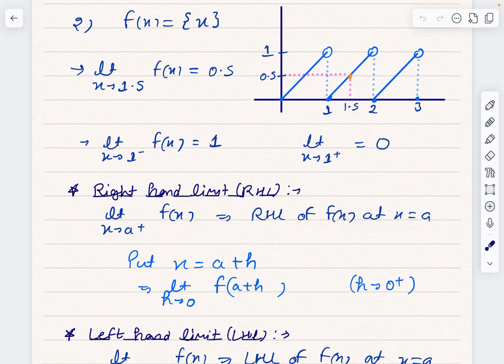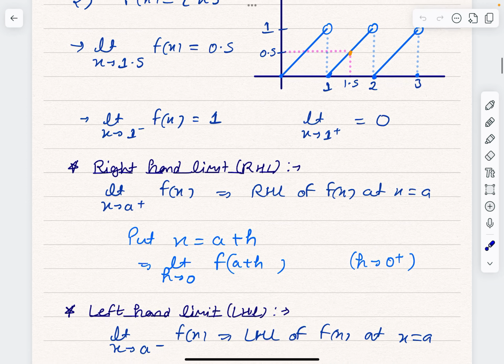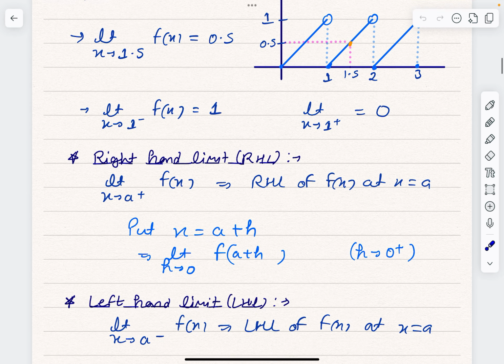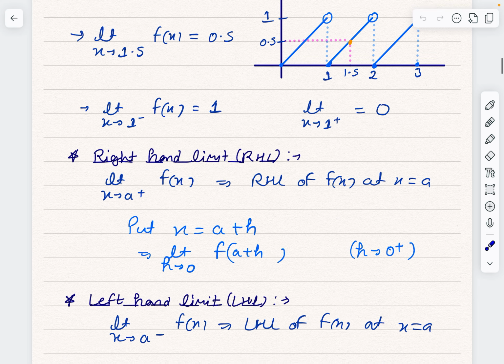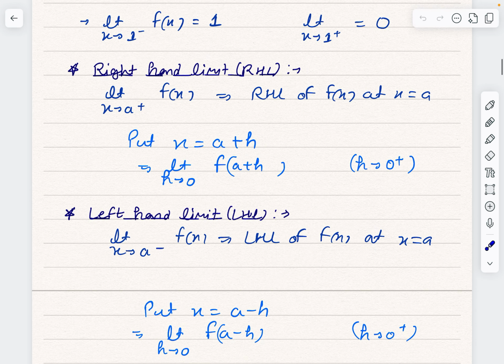And some people like to use this method also. They put x as a plus h, slightly more. So we'll say limit h tends to 0. If x is a plus h, and x tends to a positive, it means h will tend to 0. Then f of x will become f of a plus h. h will be like a slightly positive number. Now again, this is just for understanding. We hardly use this in problems. In some NCERT or somewhere in the boards, you may have to use this, but for Mains and Advanced, we hardly use this.